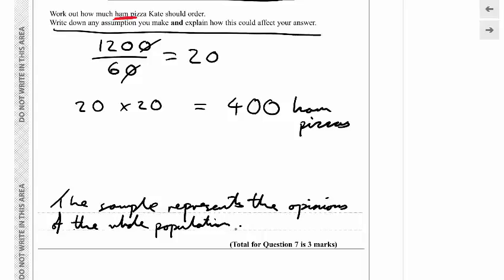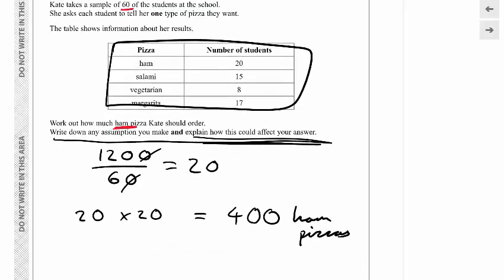If that wasn't representative of the whole population, however, explain how this could affect your answer. If it wasn't representative, then you might have more people liking, I don't know, salami pizzas. So you'd need more salami pizzas than ham pizzas, because in this sample the most popular pizza was ham. But when you scale it up, the whole population may turn out to have salami as the favourite pizza.